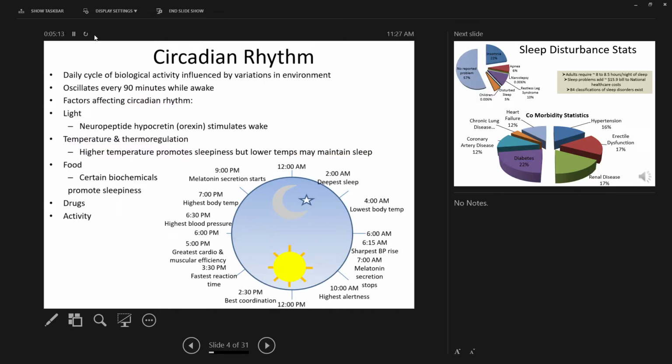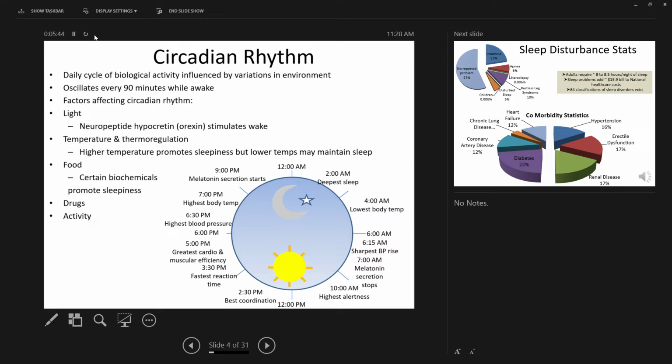Now, sleep is regulated by the circadian rhythm, which is a daily cycle of biological activity that is very much influenced by variations in the environment. This particular rhythm oscillates every 90 minutes while awake. Factors that affect the circadian rhythm are light, temperature, food or biochemicals, drugs, and activity. Light is very important, and the sleep-wake cycle is very, very sensitive to light.